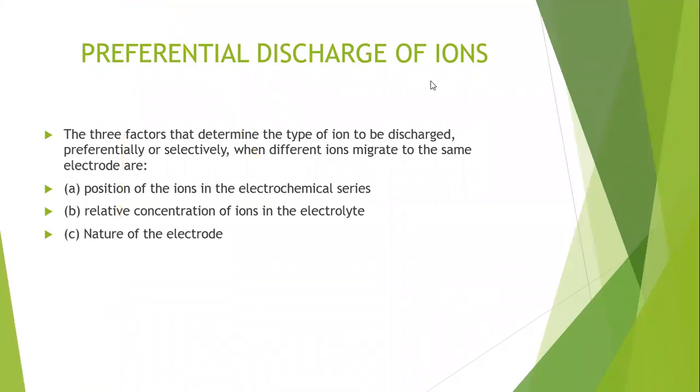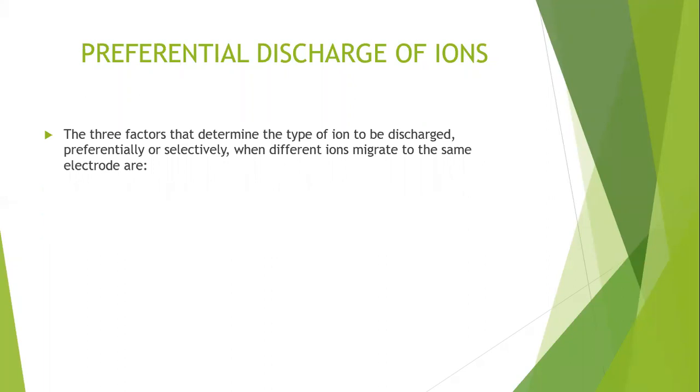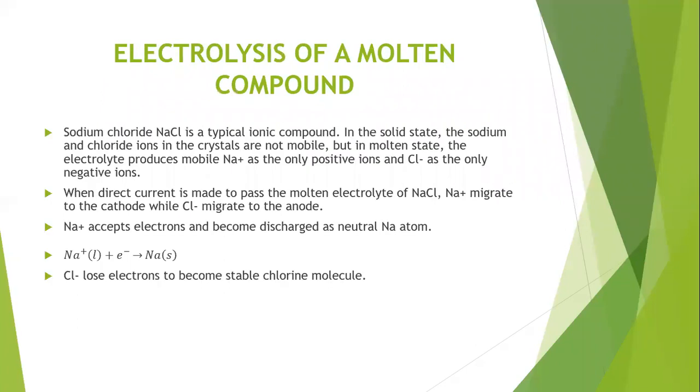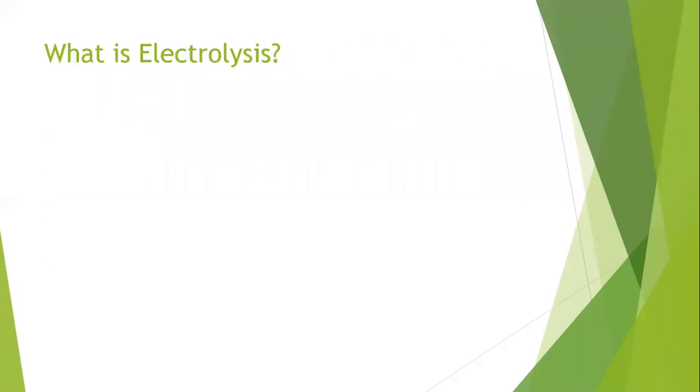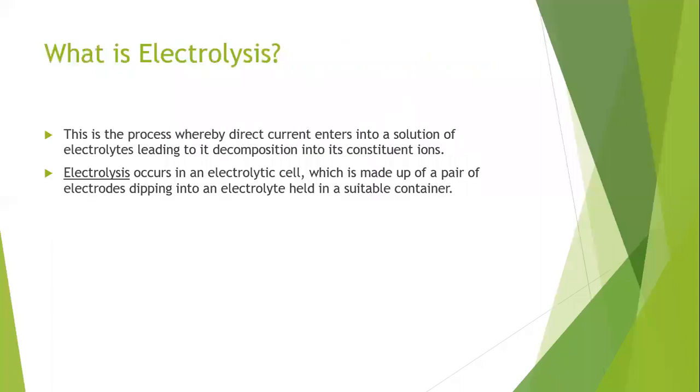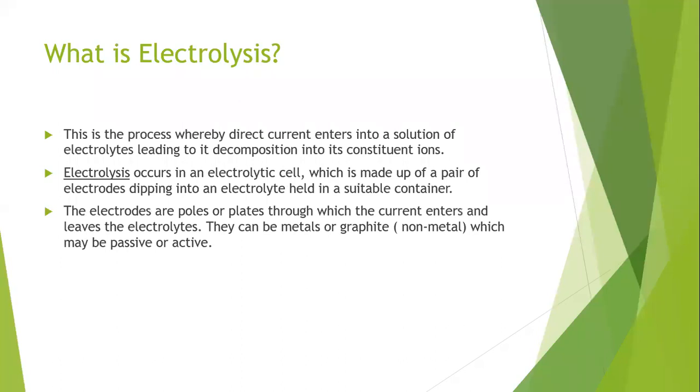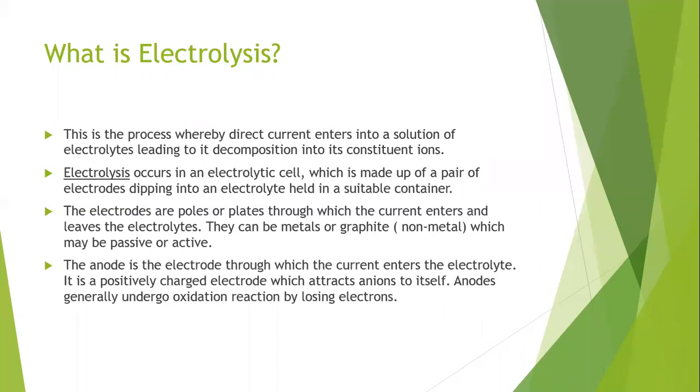Let me do a quick recap since we don't have any question. Today we have been able to talk about an introductory aspect of electrolysis. Let me go swiftly through what we've done today. We talked about what electrolysis is. We said electrolysis is a process whereby direct current enters into a solution of electrolytes, leading to its decomposition into its constituent ions. And then we gave what makes up an electrolytic cell. An electrolytic cell is made up of a pair of electrodes, positive and negative, anode and cathode, electrolyte, source of battery, and wire.